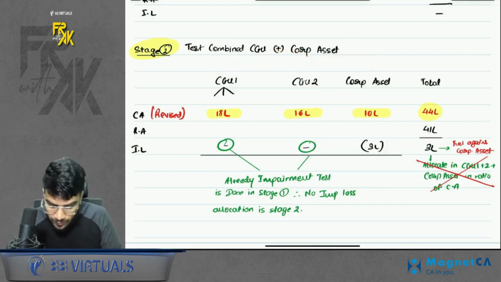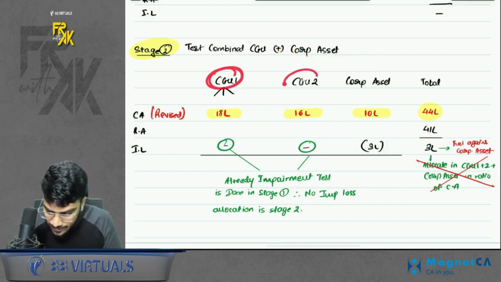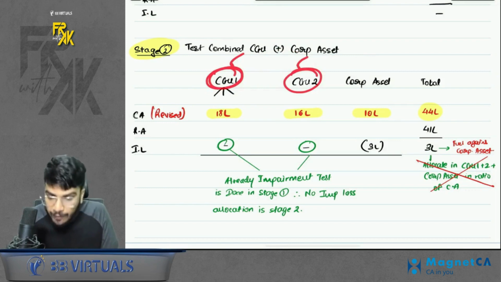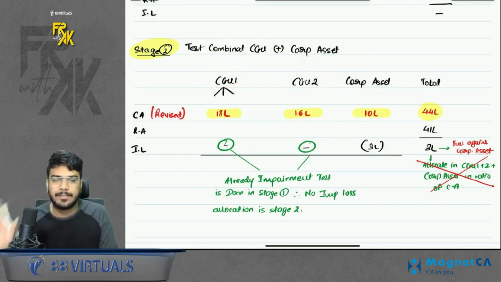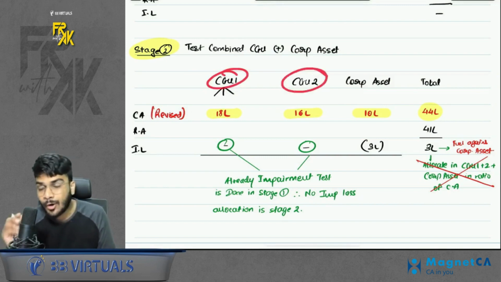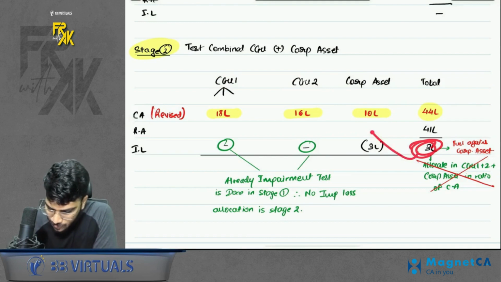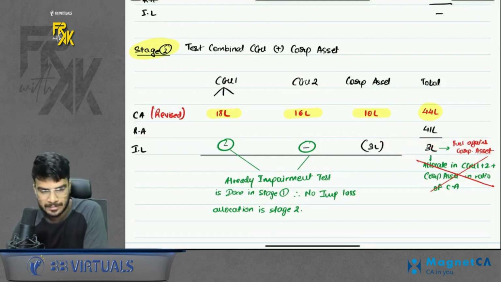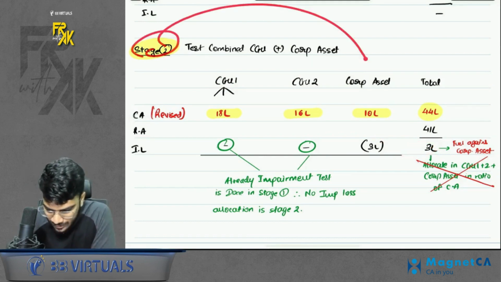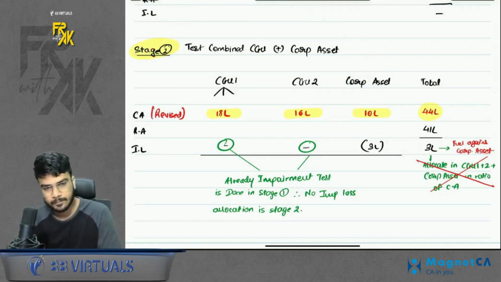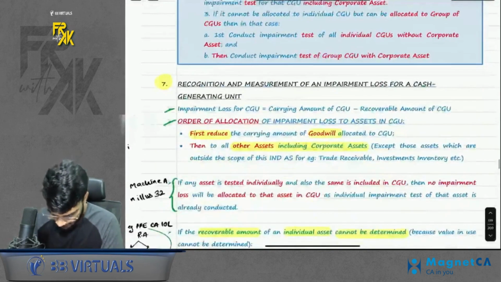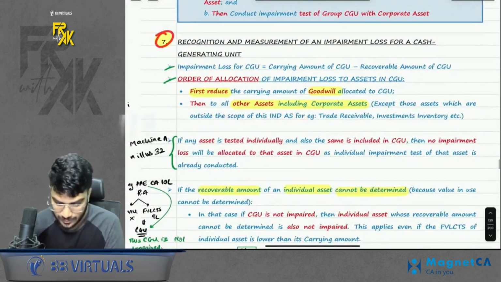In stage 2, we are coming after testing CGU 1 and 2. So this 1 and 2 have already been tested for impairment in stage 1. So here if you get any loss, you will allocate only to the corporate asset, because we are coming in stage 2 only to test this corporate asset, right? Yes, sir, done and dusted.